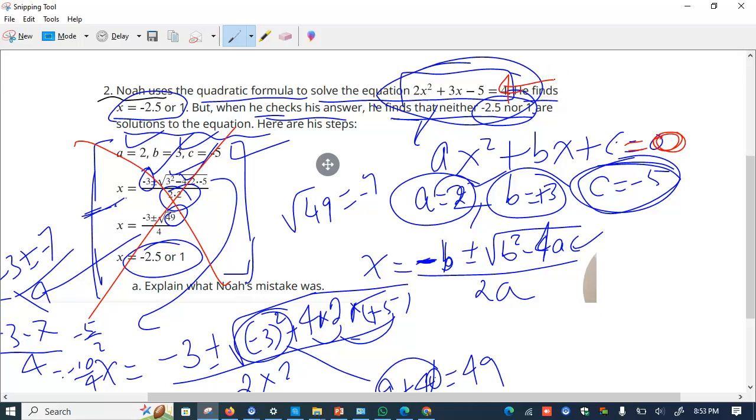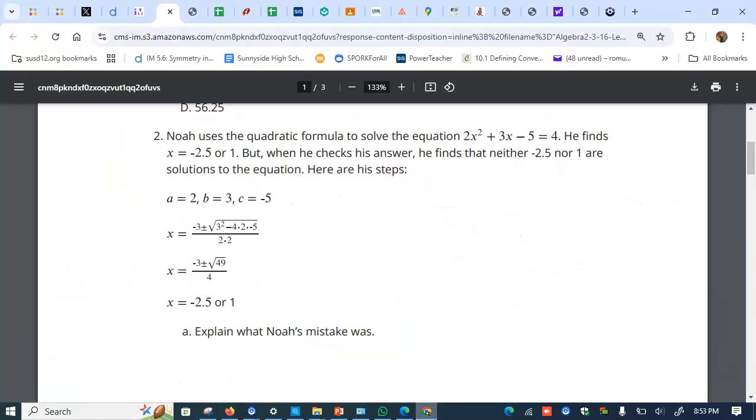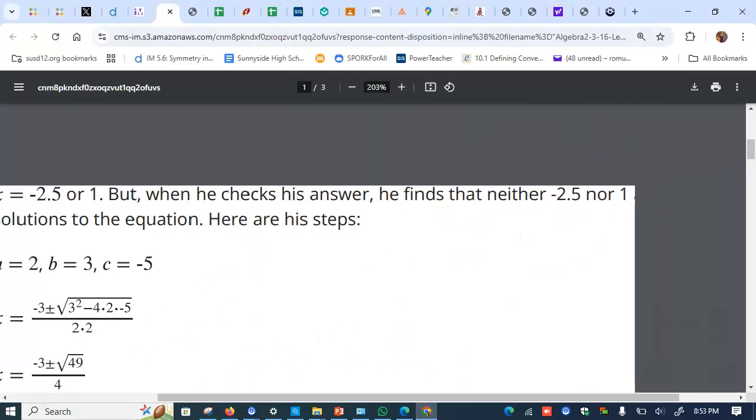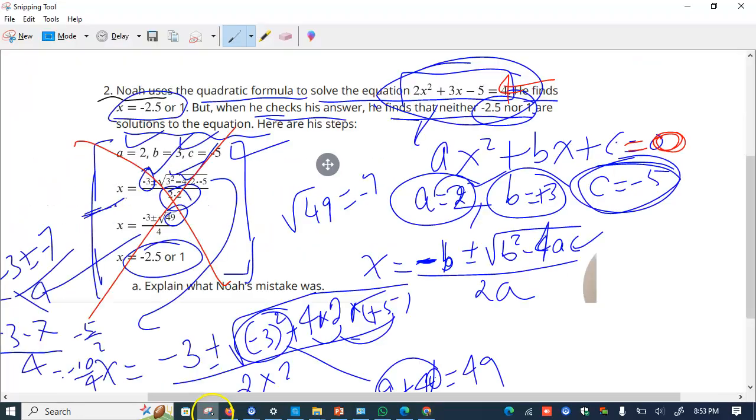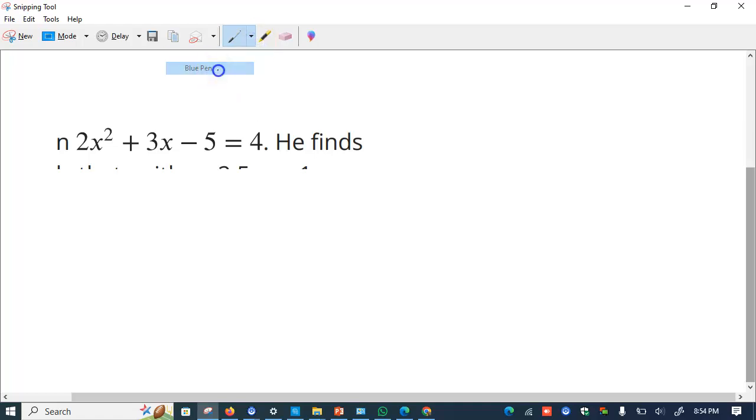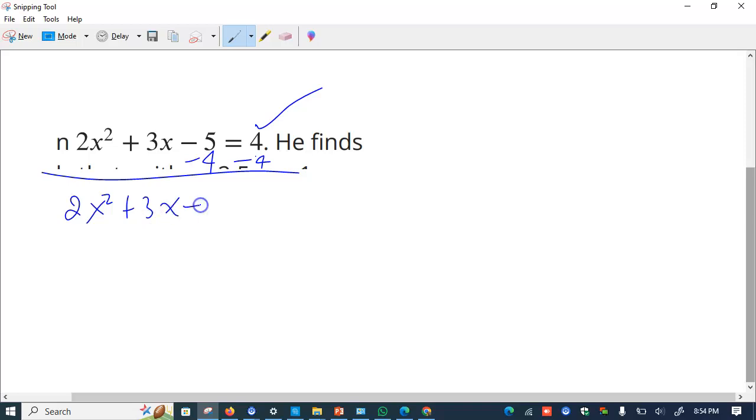So the right way to do it, if you see, there's a second question for you. The right way to do it, so let me make the equation bigger now. You need to get rid of this 4 from the right. So subtract 4, and when you do that, you get 2x squared plus 3x minus 9 equals 0.